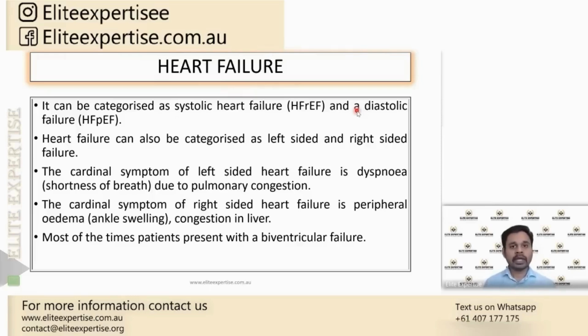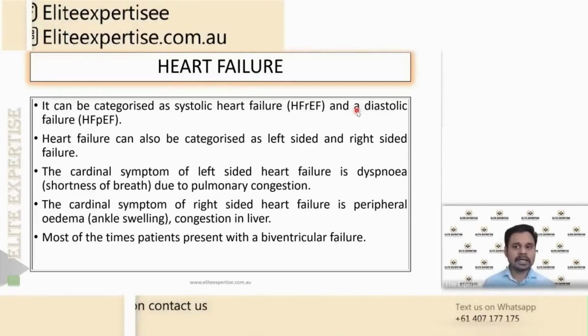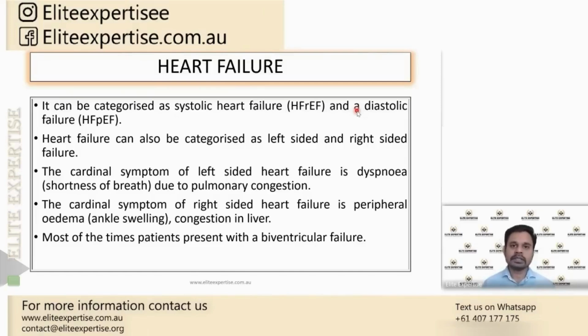Okay. And we can also categorize this heart failure as left-sided and right-sided heart failure based on the side of the heart which is getting affected. Okay. So which side of the heart is getting affected? Either the left ventricle or the right ventricle has got affected.